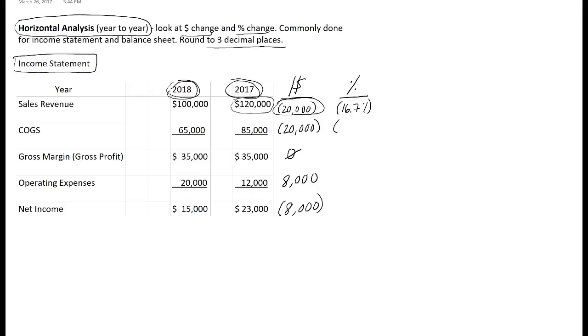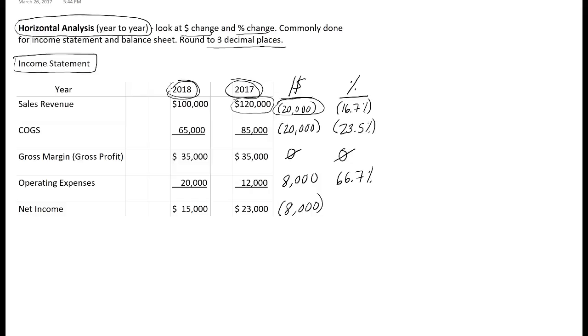We do the same for each line, cost of goods sold, negative 20,000 divided by 85,000, we get negative 23.5%. So there's been a negative 23.5% drop in our cost of goods sold. Now, gross profit or gross margin has a $0 change, so our percentage change would also be 0. Now, with operating expenses, it's increased by 8,000, so 8,000 divided by 12,000, that's increased by 66.7%.